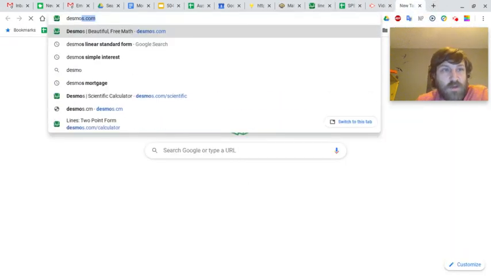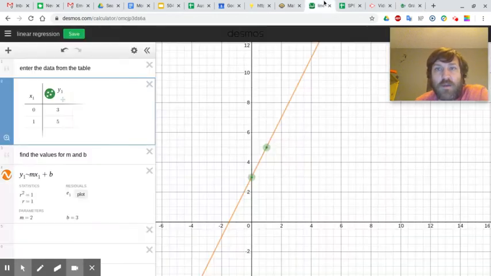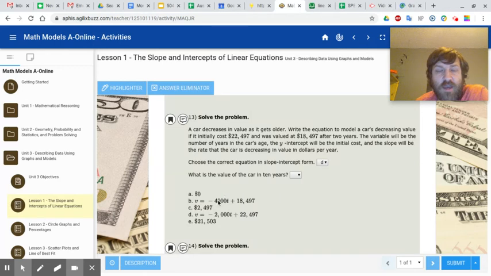So let's go ahead and do that. Go to Desmos and open my graphing calculator. And even though the equation is not in X and Y, I'm going to treat V and T as if it was X and Y.